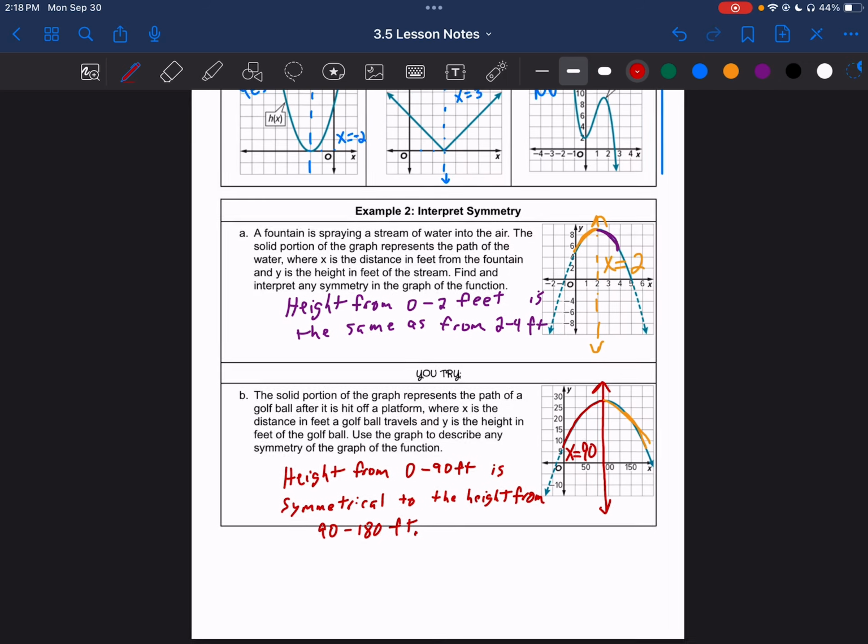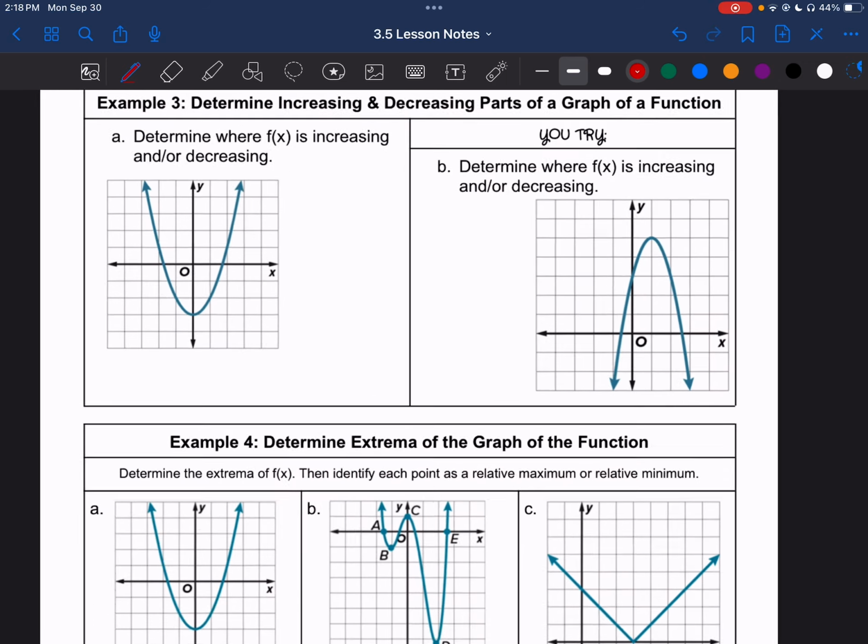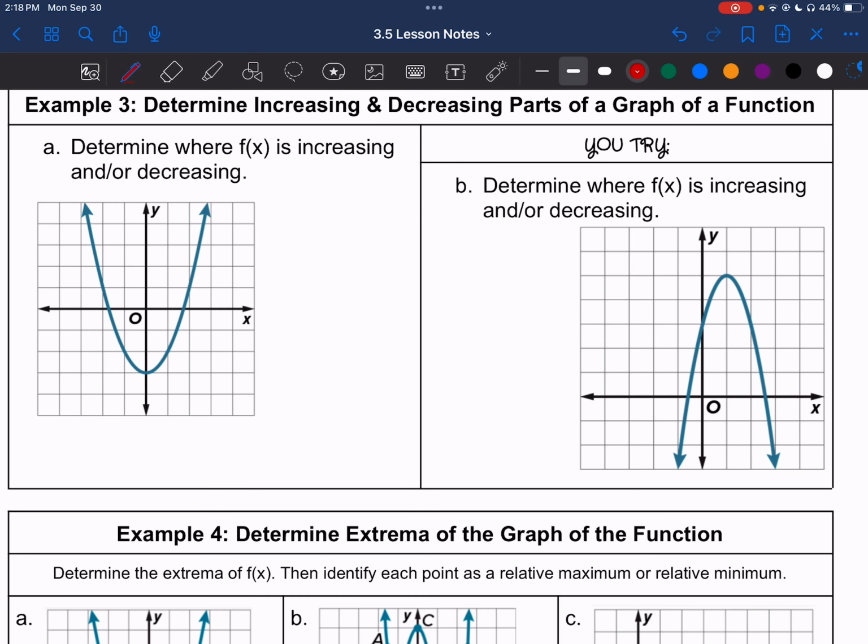Now, we're going to go on to example number 3, and it's going to be determine increasing and decreasing parts of a graph or a function. So when is it going to be increasing? Well, it's going to be increasing when we're going up. So it's increasing when x is greater than 0 for that graph.